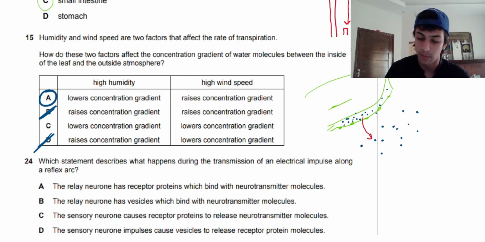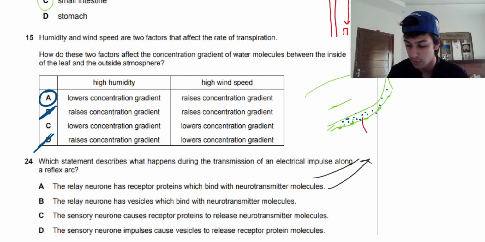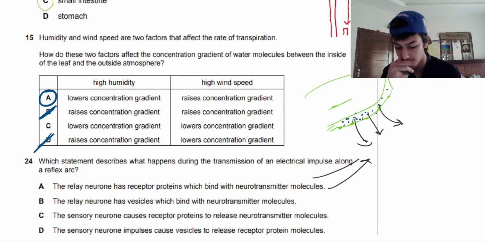Or with high wind speed it will be opposite. When there's more wind moving, the wind is gonna push away these water molecules, leaving behind basically zero water surrounding the leaf. Because of that there will be a very large concentration difference and it's gonna start moving out quicker.